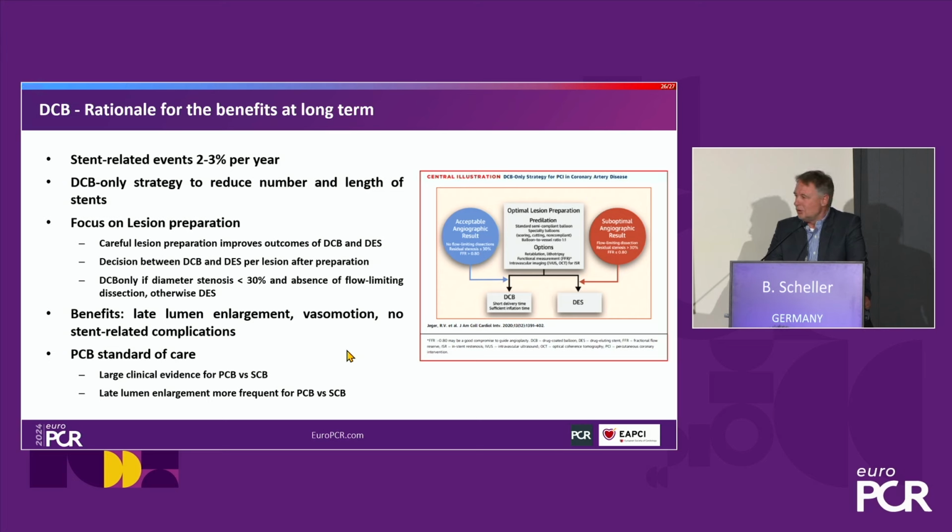So my fast conclusion, I hope I gained some time. We have to deal with stent-related events in the range of 2 to 3% per year. And that's the reason why there is need for options to reduce the number and length of stents. DCB only is the way to go. Careful lesion preparation improves the outcomes of DCB and DES. And the decision which device you use is based on a per lesion basis, depending on the result of your lesion preparation. You gain late lumen enlargement, vasomotion, and you have no stent-related complications because there is no stent. At this time, we can say that paclitaxel remains the standard for DCB. Thank you very much.